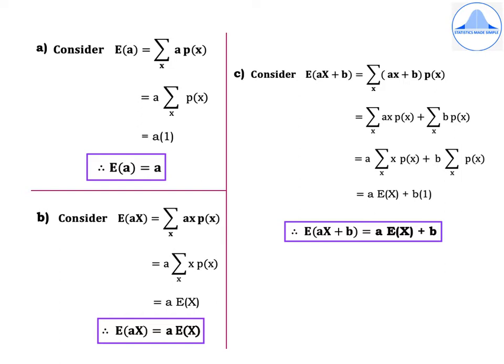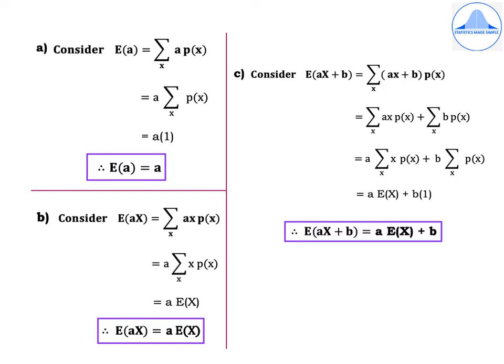Now let's move on to the third subdivision. That is, we have to show that E of ax plus b is equal to a E of x plus b. So again, we are going to make use of E of x formula. Now instead of x, we will have ax plus b. So after the summation sign, wherever we have small x, we have to replace it by ax plus b. But p of x will remain unchanged because it is the probability mass function.